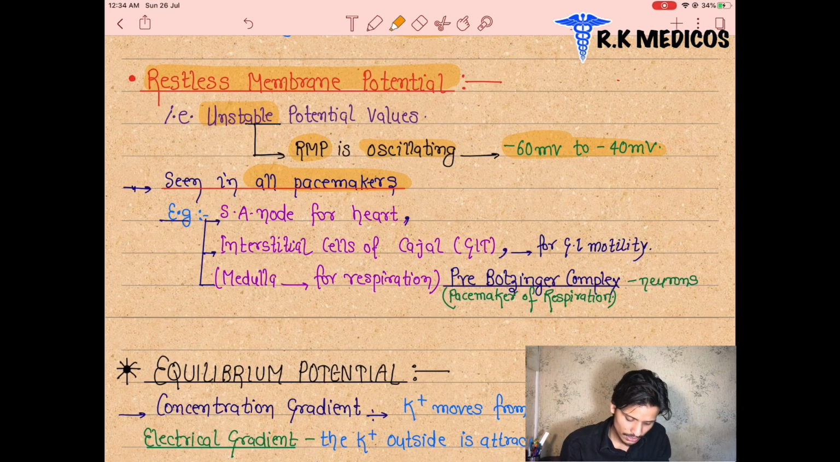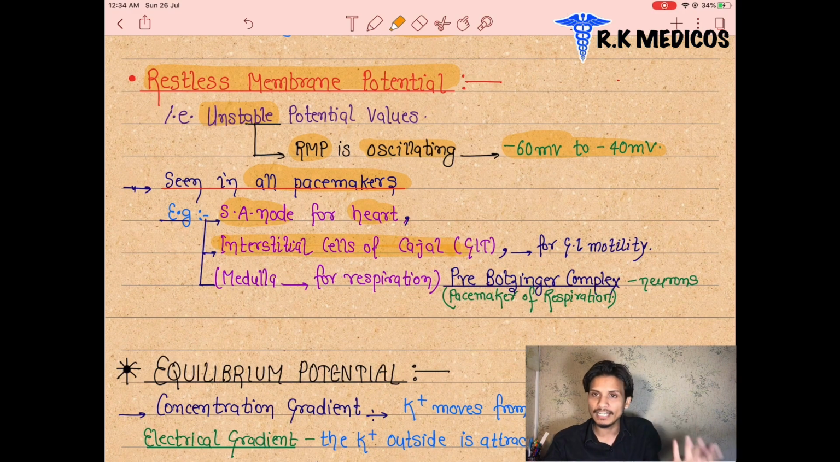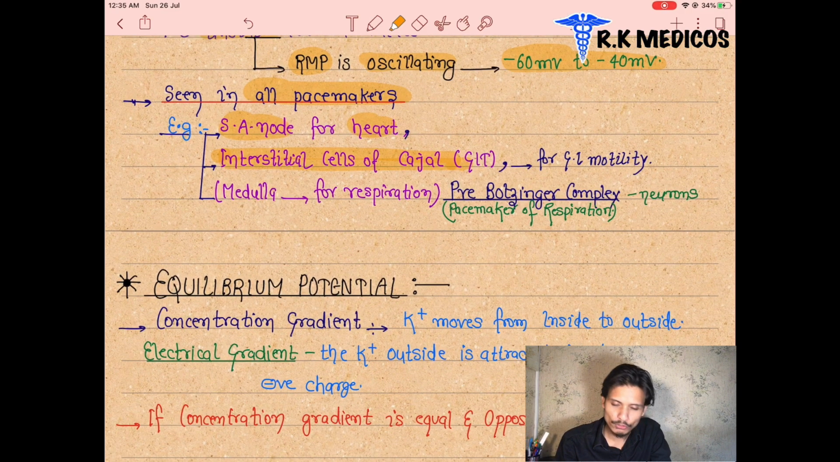First there is the SA node of our heart, and second, the interstitial cells of Cajal. Interstitial cells of Cajal are present in the GIT, and they are responsible for the contractility or motility of the GIT muscles. All these muscles are contractile in nature, and that contractile nature is due to the interstitial cells of Cajal.